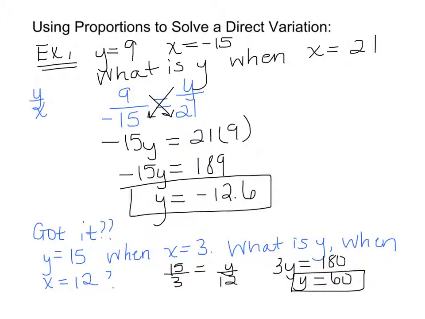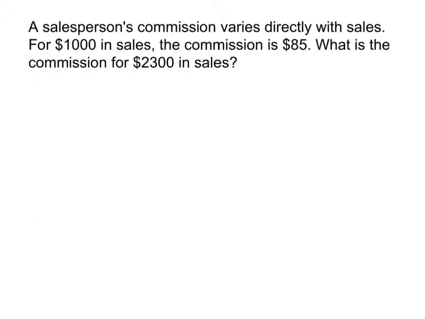Okay, if you did it right, make sure you set it up as y over x, because that's the constant. So 15 over 3 is equal to y over 12. Cross multiply. And when you solve for y, you get 60. Let's look at a real-world example of using direct variation to solve a problem.